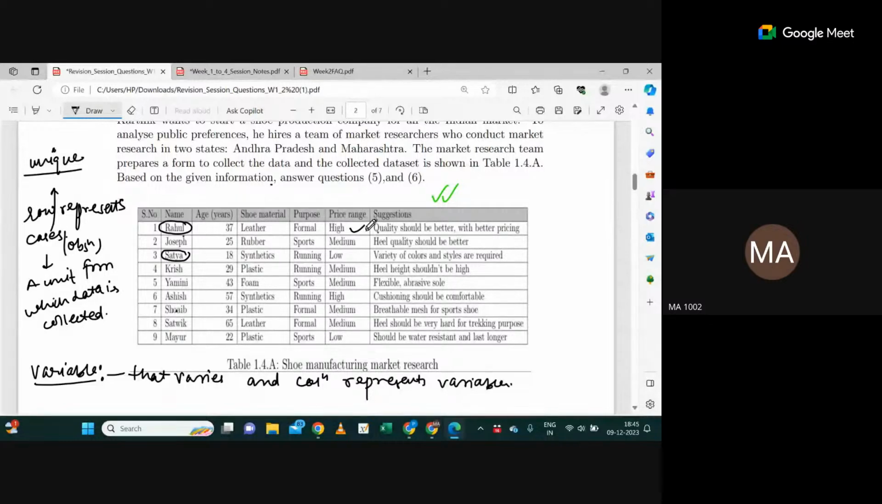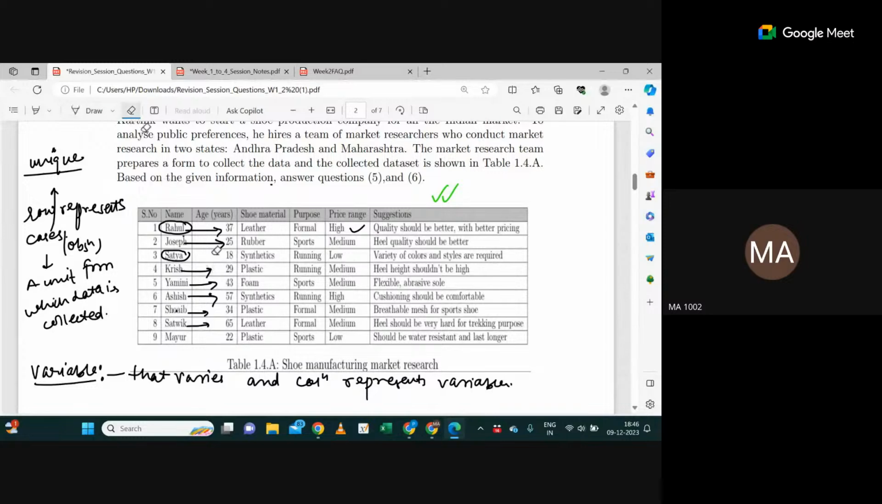Now you are not able to say so with certainty whether I'm asking about Rahul or Ashish, only these two are high. Suppose I am asking, tell me the name of the person who is preferring medium price range. So you are not sure whether I'm talking about Joseph, Krish, Yamini, Soeb, or Satvik, right? Are you sure? No. So basically, cases should be unique.